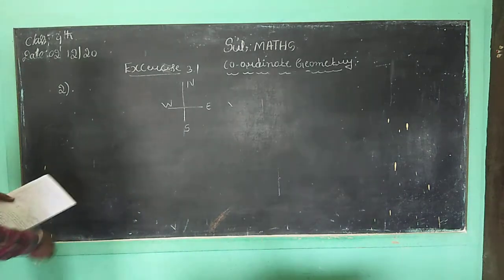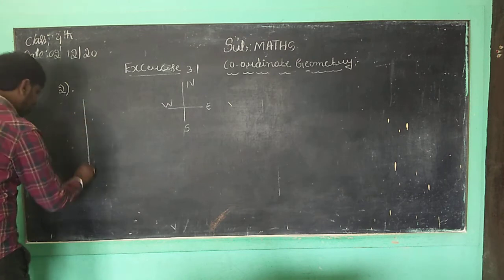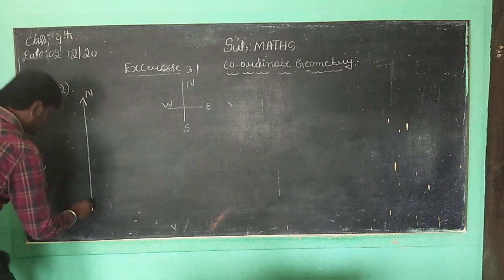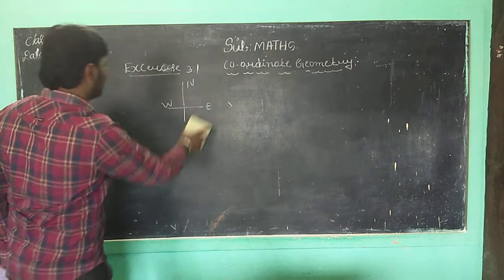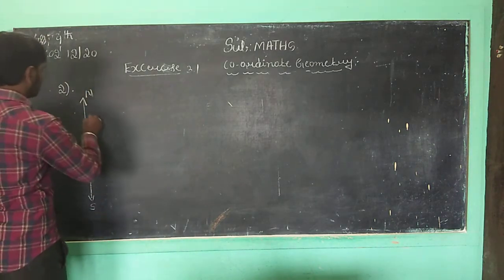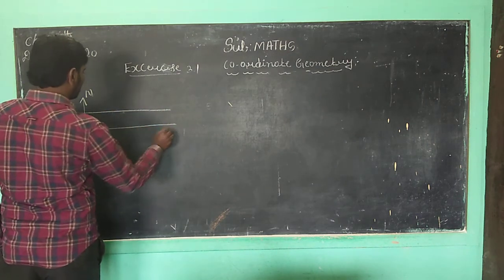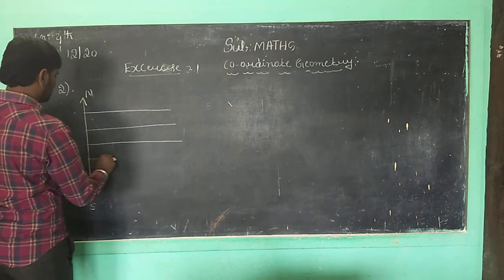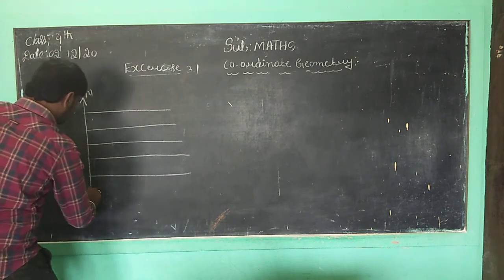Correct, children? Now you want to take first, children, this is very simple. This is north and this is south. You want to represent the streets. How can you find out? You want to take 5 lines. This is one street. Correct, children? And this is the second street. This is the third street, this is the fourth street, and this is the fifth street.